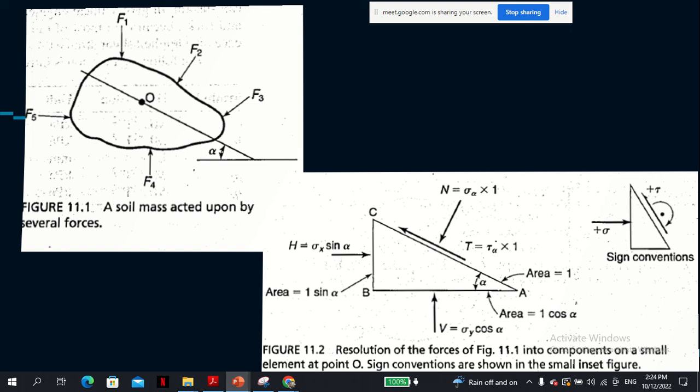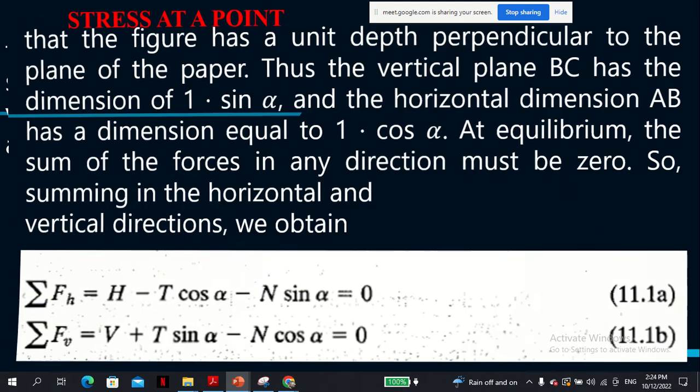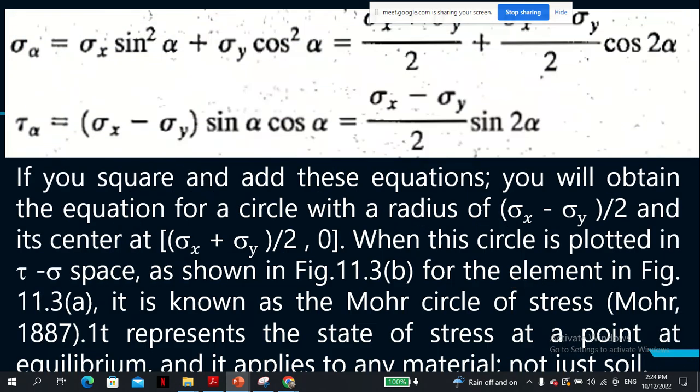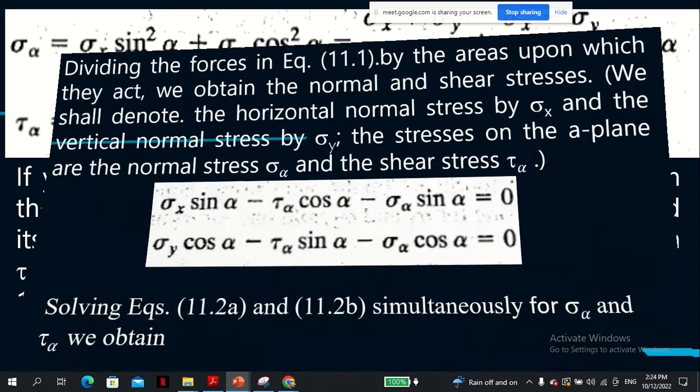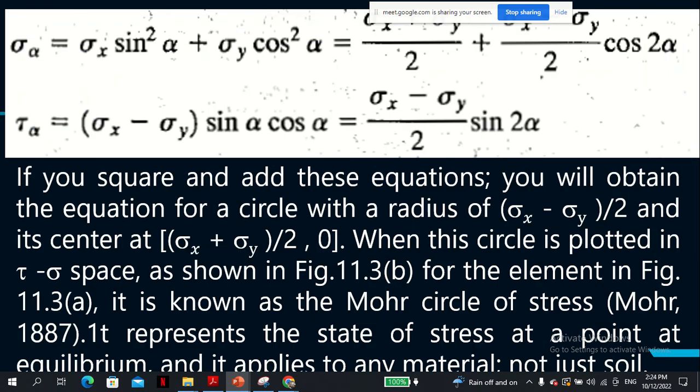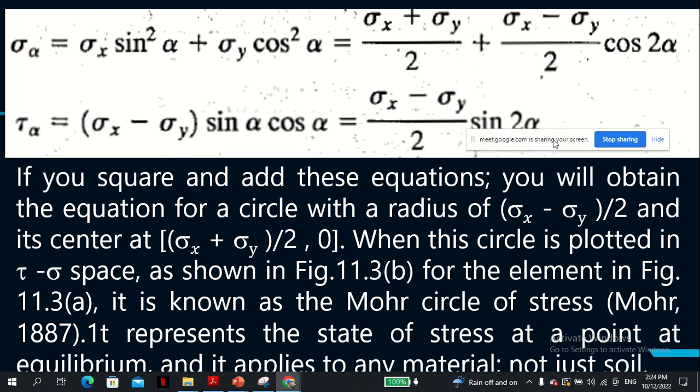Okay, so these are two equations and two unknowns basically, whichever way you solve, these are the solutions. Okay.